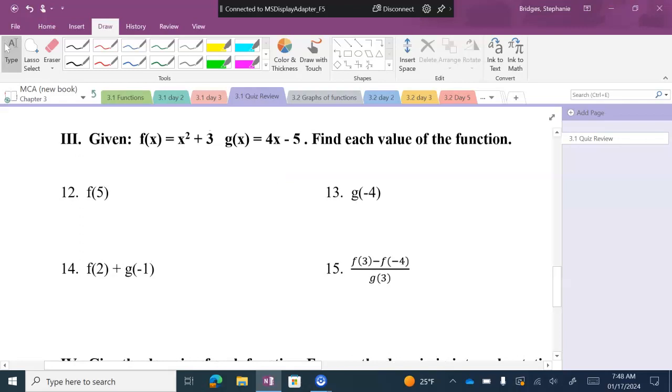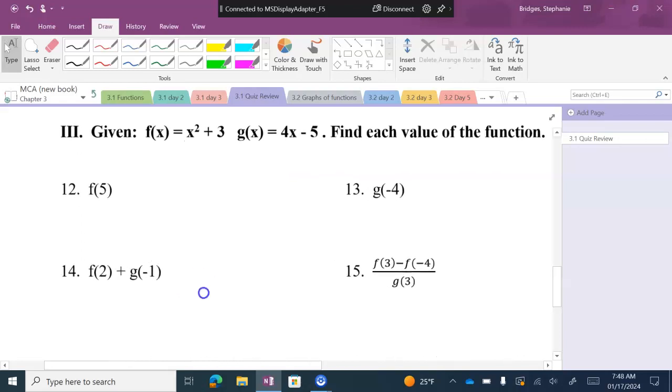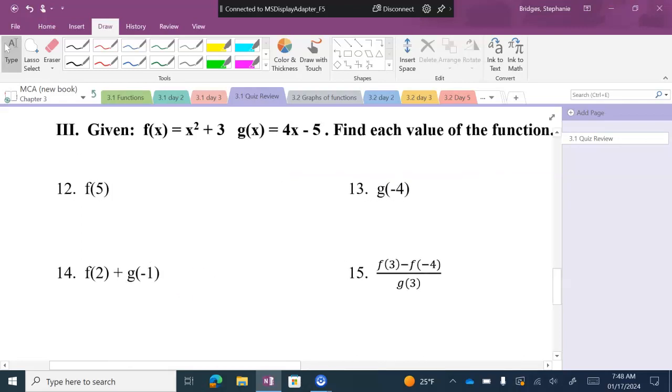All right, now you are given 2 functions, f of x and g of x, and you're asked to evaluate. So for 12, it's asking us to find the value of the function f when x is 5. So I'm going to take a look at that f function, and it is x squared plus 3. So what I do is I just take that 5, the number inside the parenthesis, and I put it in place of x. So we're going to say 5 squared plus 3. What's 5 squared? 25. And 25 plus 3 gives me a total value of 28.